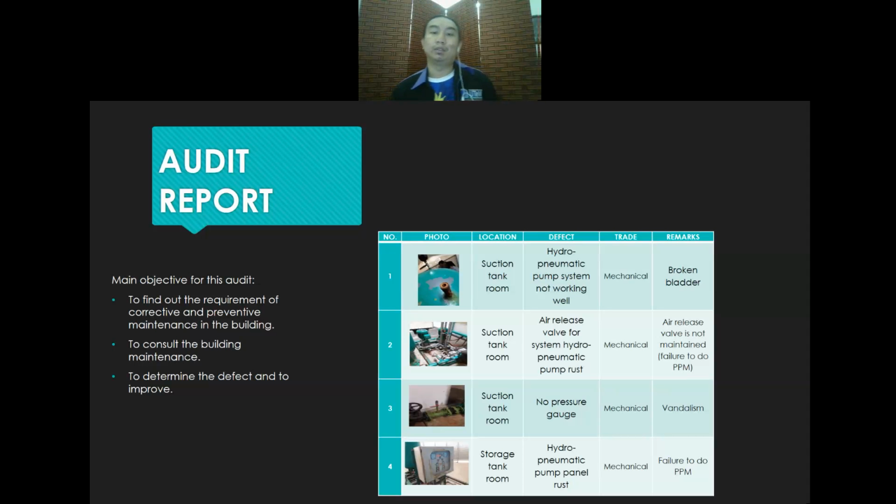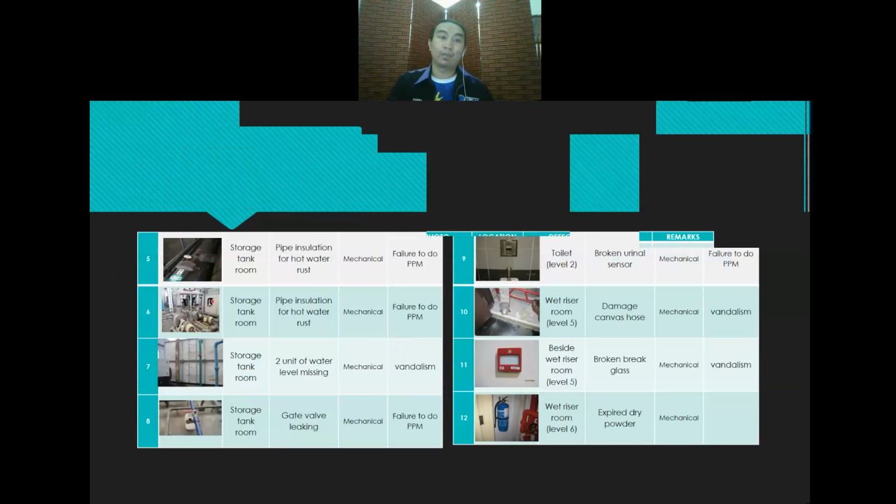And the fourth is the hydropneumatic pump panel rust in the suction tank room. This is due to failure to do PPM. Also, at the storage tank room, the pipe insulation for hot water is rusted, because as hot water evaporates, the water inside makes the insulation rust. This is due to failure to do PPM.